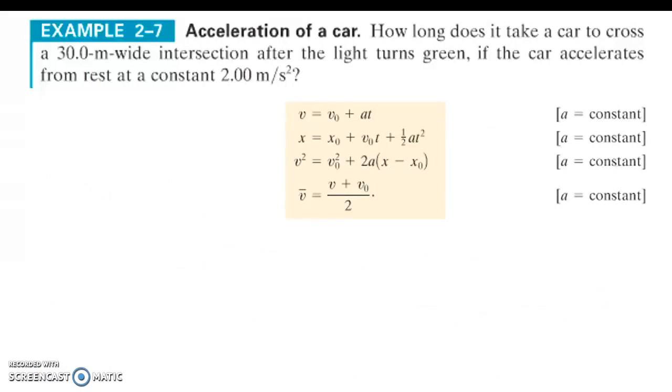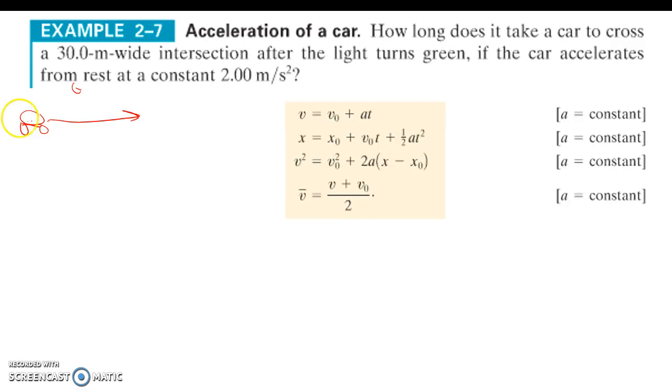How long does it take a car to cross a 30.0 meter wide intersection after the light turns green if the car accelerates from rest at a constant 2 meters per second squared? So we've got a little car, and we've got a green light. That light turns green, right? That car takes off. So we're going to make everything going positive. Our acceleration is going to be positive. That means our velocity is going to be positive and so forth.